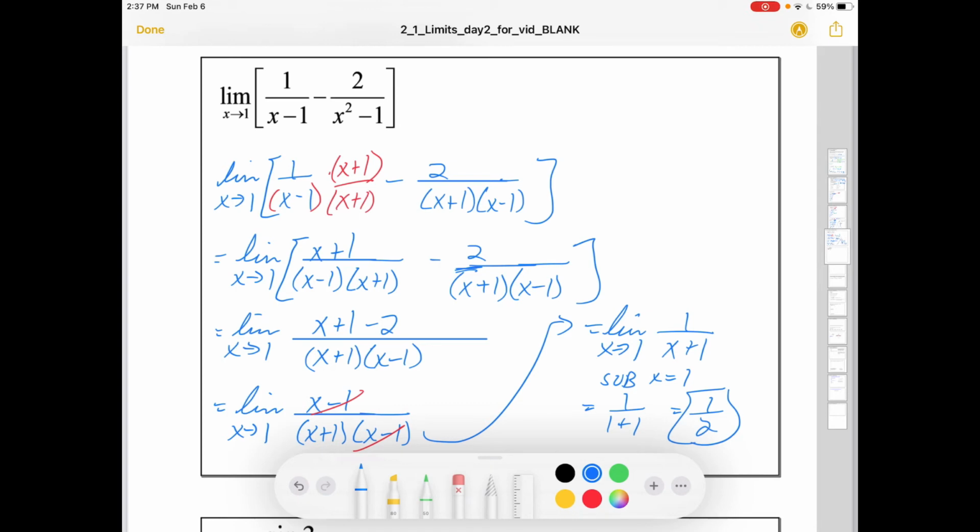Basically, in limit land, you don't have to worry about restrictions because you're never actually at that x value. You're just approaching it. And then eventually, once all your problems are gone, you can sub in. Very sneaky.